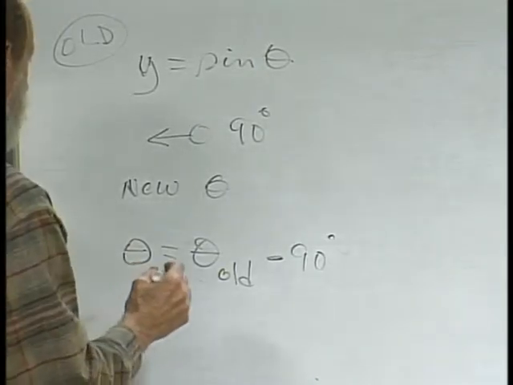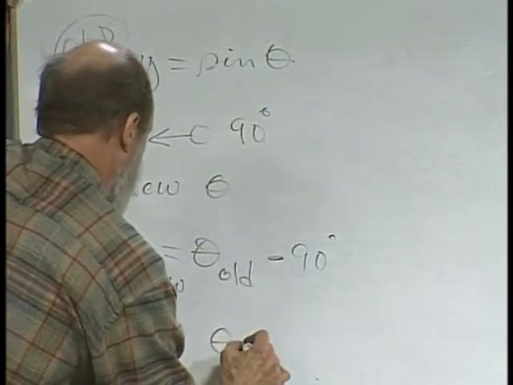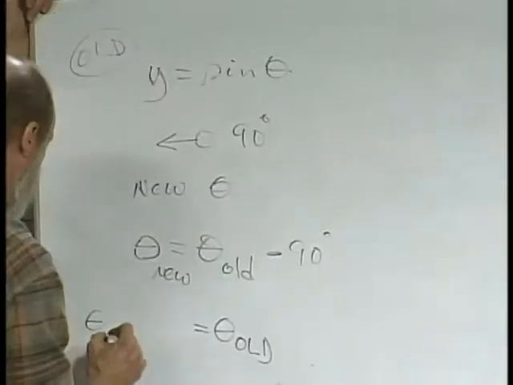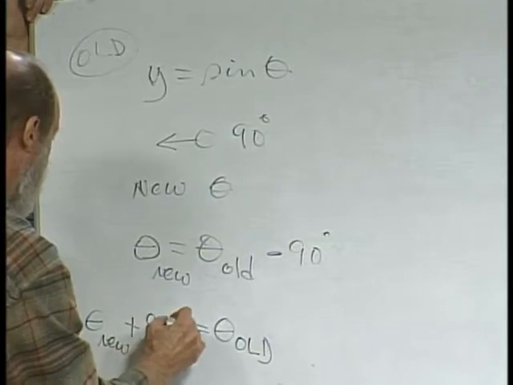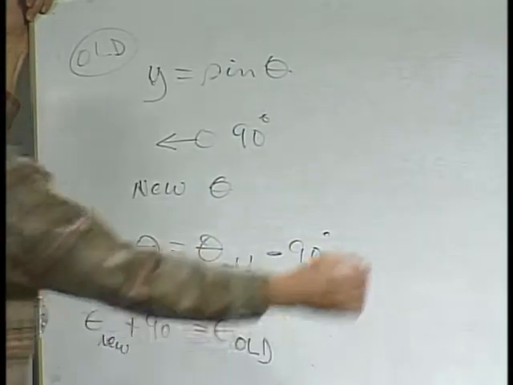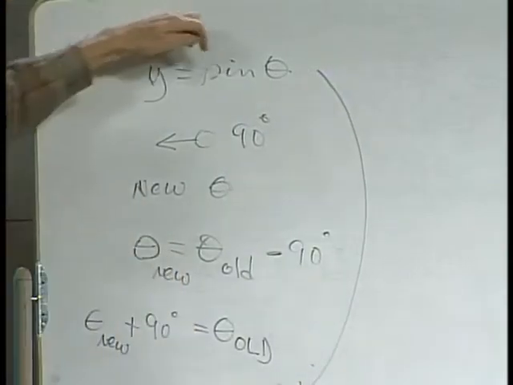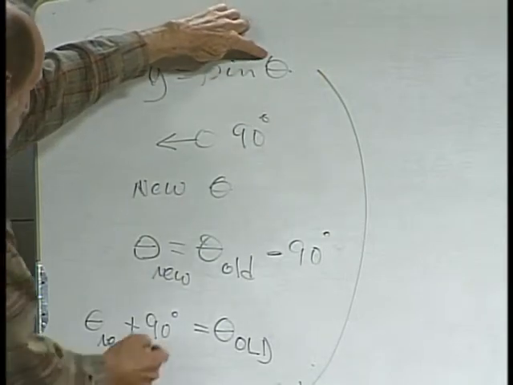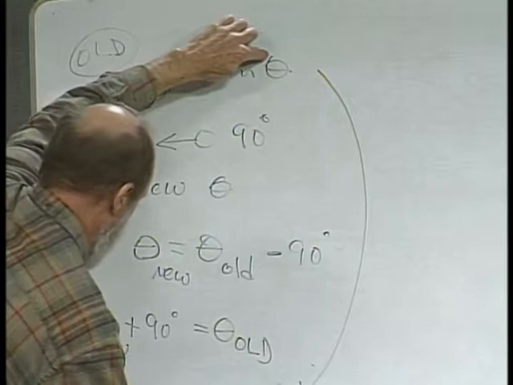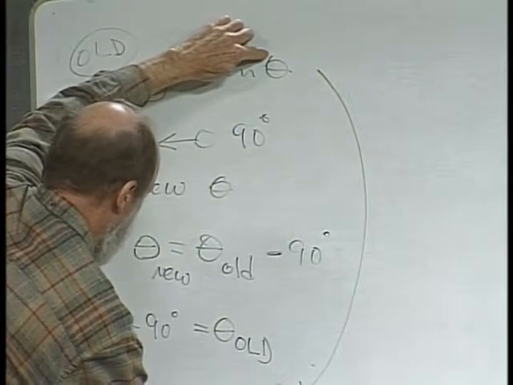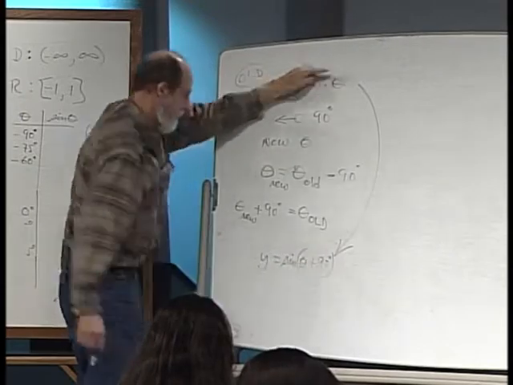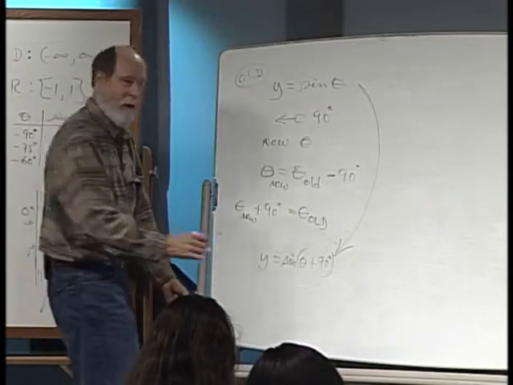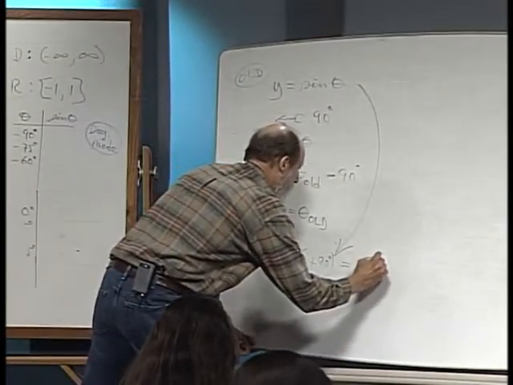So look at what the old theta is going to have to be. If I add 90 degrees to both sides, the old theta is going to be replaced with this new theta reading plus 90 degrees. So I take this old function up here, and I replace that old theta with the new theta plus 90 degrees. I'm going to get y equals sine of theta plus 90 degrees. And that's going to end up being a cosine graph. So this is going to be equal to the cosine of theta.